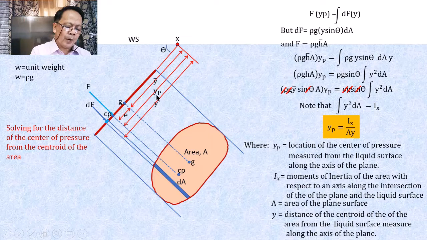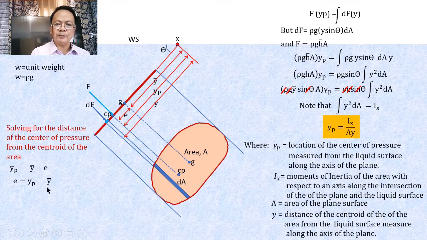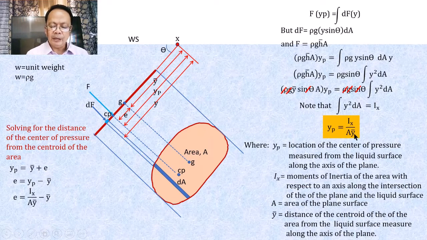Where E can be taken by looking at this illustration. You will find that y sub p is equal to the sum of two quantities: you have bar y and you have E. So y sub p is equal to bar y plus E. Since we are working on E, E is y sub p minus bar y. Now let us look carefully. Earlier we solved for y sub p, which is I sub x over A bar y. So when y sub p is substituted, we have I sub x over A bar y minus the quantity bar y.